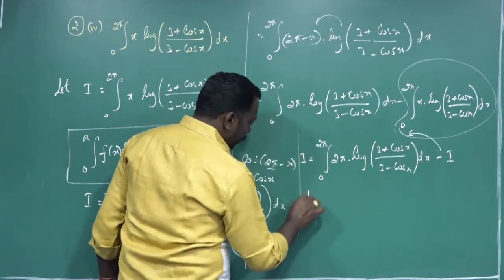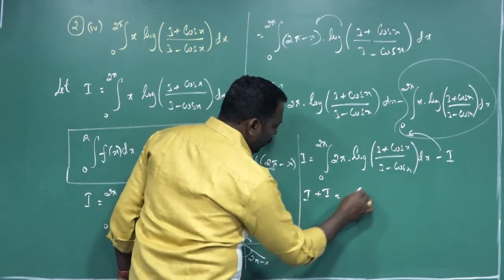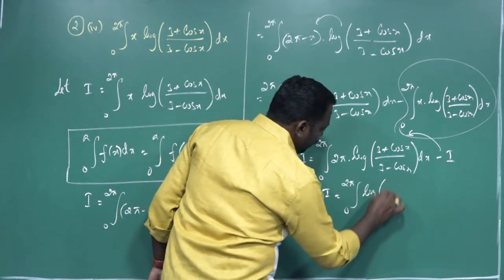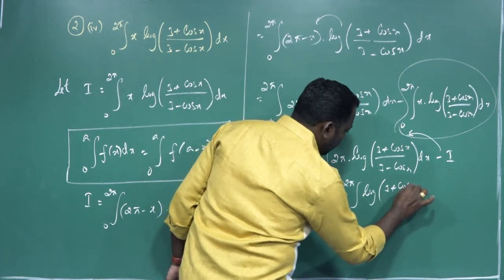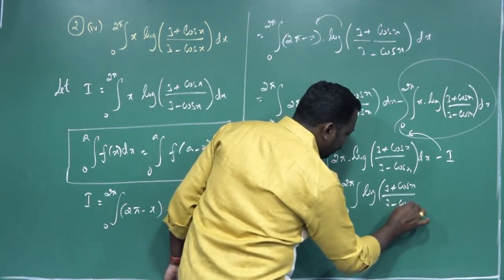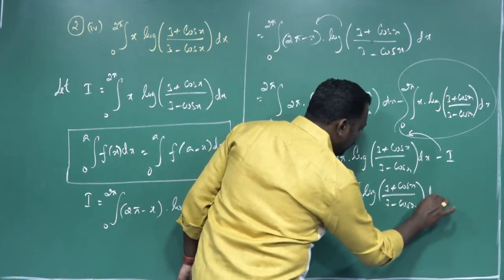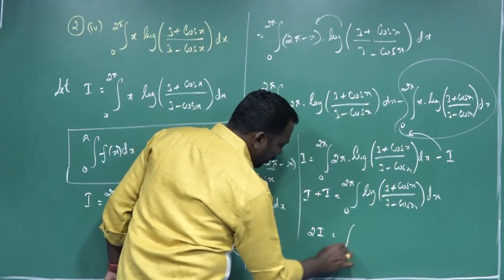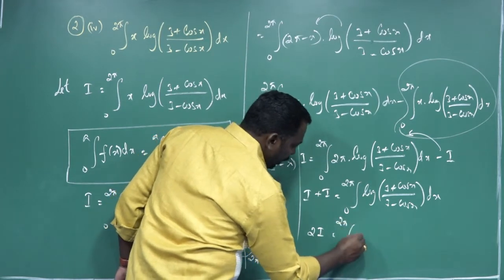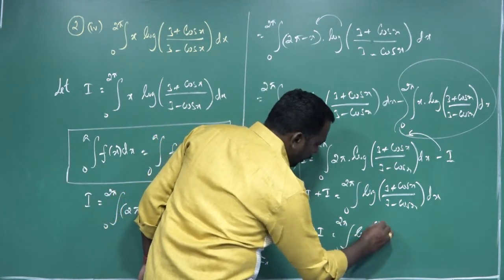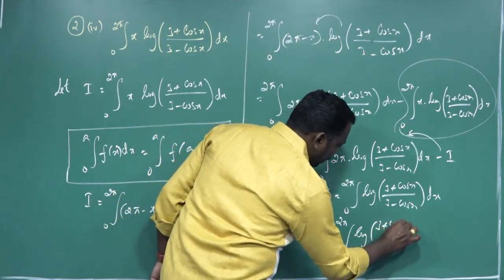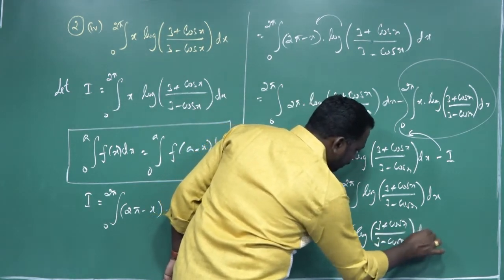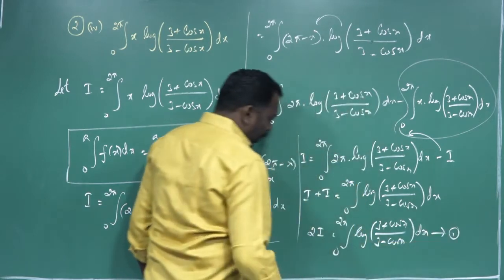So I plus I equals the integral from 0 to 2π of log((3 + cos x)/(3 − cos x)) dx. Now adding the terms, 2I equals the same term, the integral from 0 to 2π of log((3 + cos x)/(3 − cos x)) dx, and we call this equation 1.